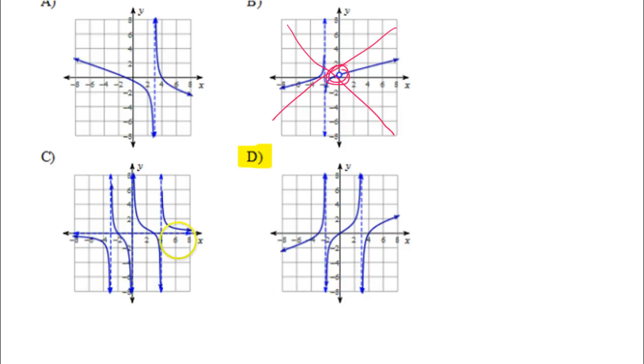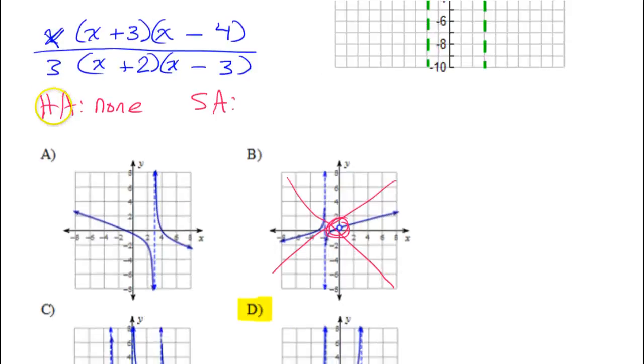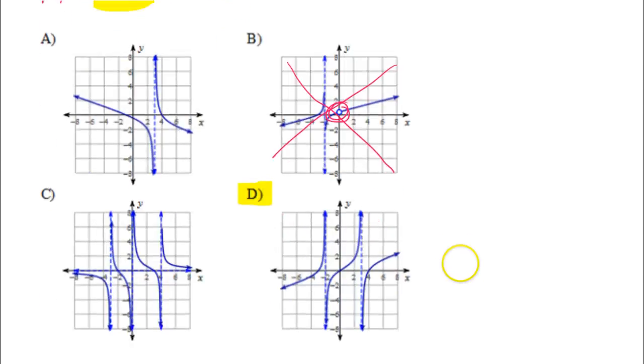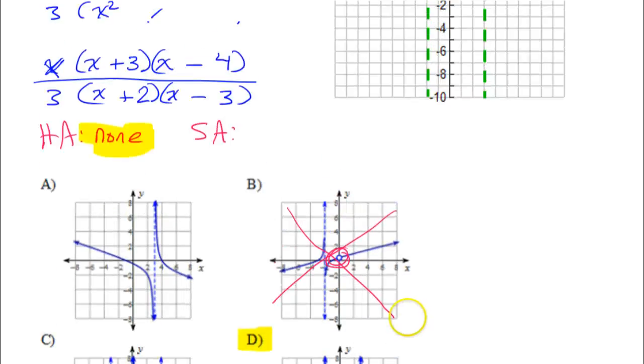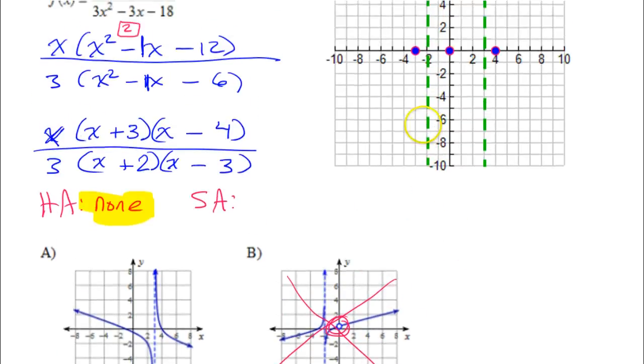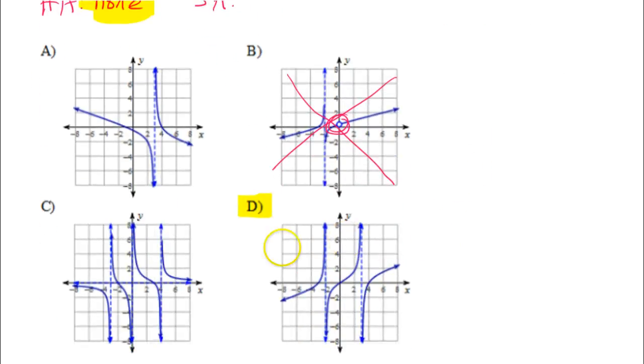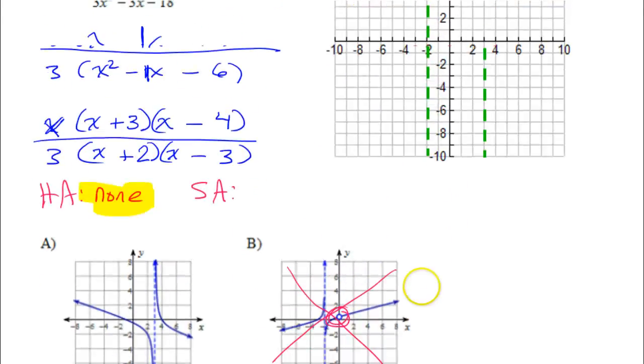This one has 3 vertical asymptotes, and that's not right. And it also has a horizontal asymptote, and there's none. So this one doesn't have a horizontal asymptote, and we know there should be none. And it has the 2 vertical asymptotes. We have negative 2 and we have 3, and that's exactly what we came up with, negative 2 and 3. So D is the only possible answer based on that.